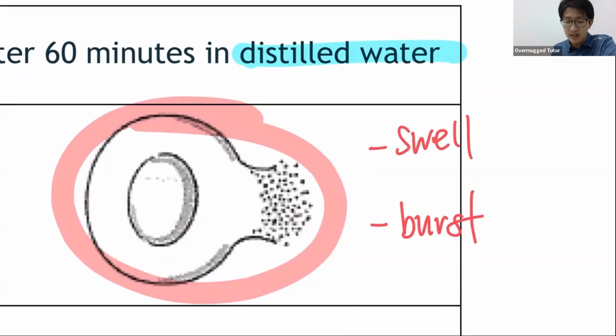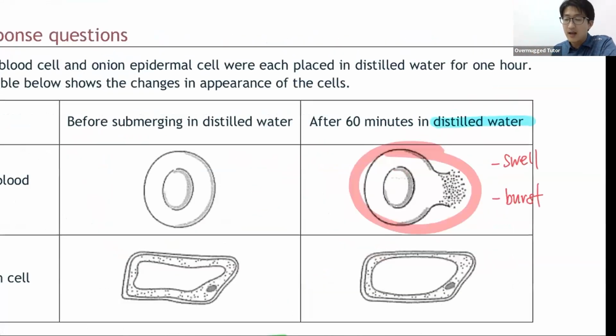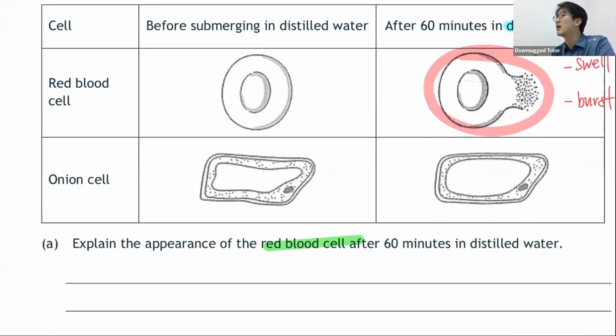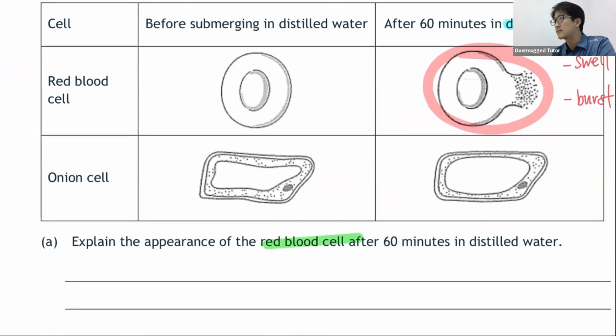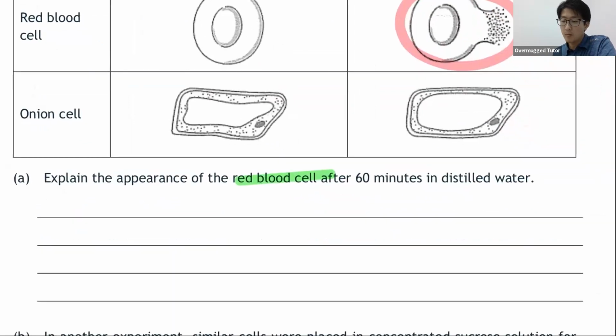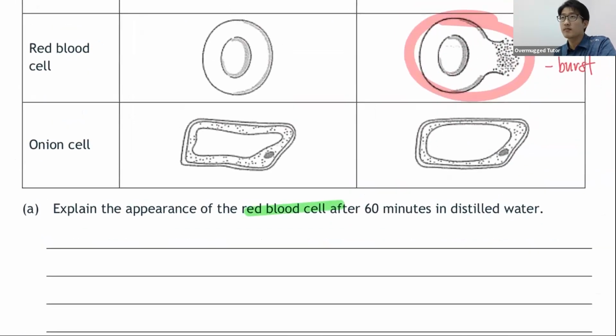What causes this to happen? Are we looking at excess entry or excess exit? Excess entry. So what does it tell me about the water potentials? Which is higher? Distilled water, thank you. Don't say outside, inside. So distilled water, higher water potential.